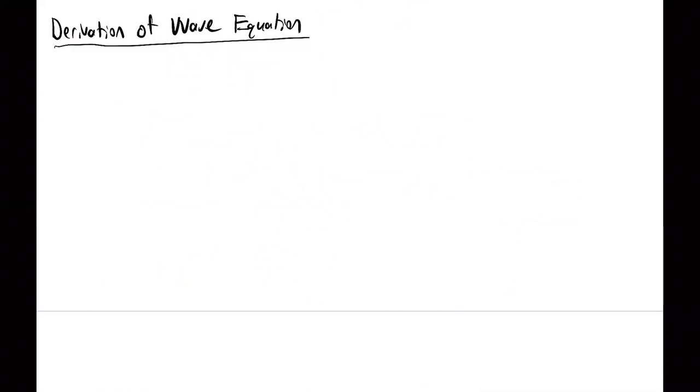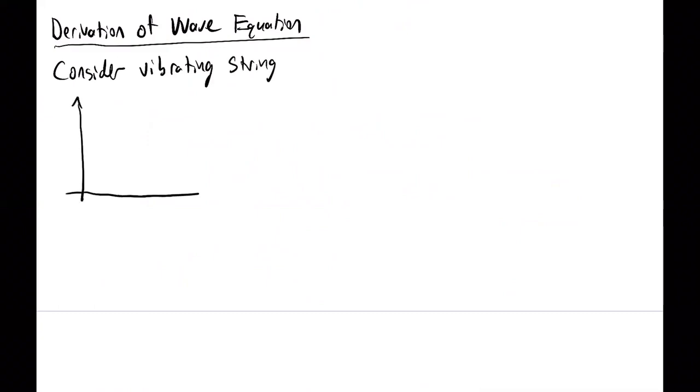The basic starting point is to consider maybe a vibrating string, which you can think of as looking sort of like a wave. I'm going to look at this in a one variable or two variable situation, and then we'll talk about more general versions of it afterwards.